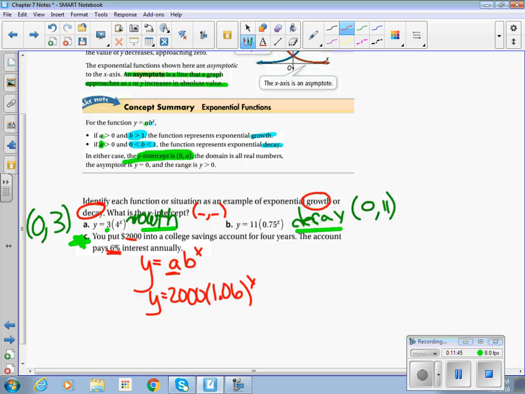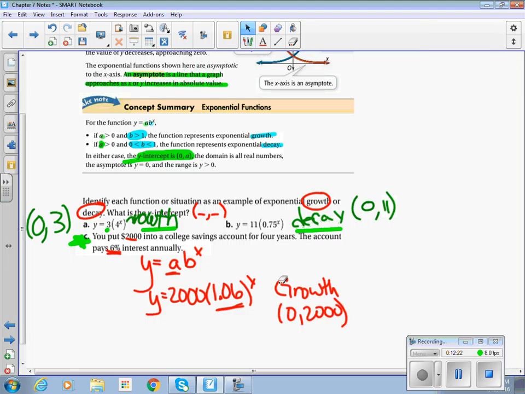All right, do we have a growth or decay situation? We have a growth because our b value is greater than 1. If we didn't include the 1 and forgot and just put 0.06, we'd be decaying. And when your money is decaying, that's a red alert. Then our intercept would be (0, 2000) because I start out with $2,000.